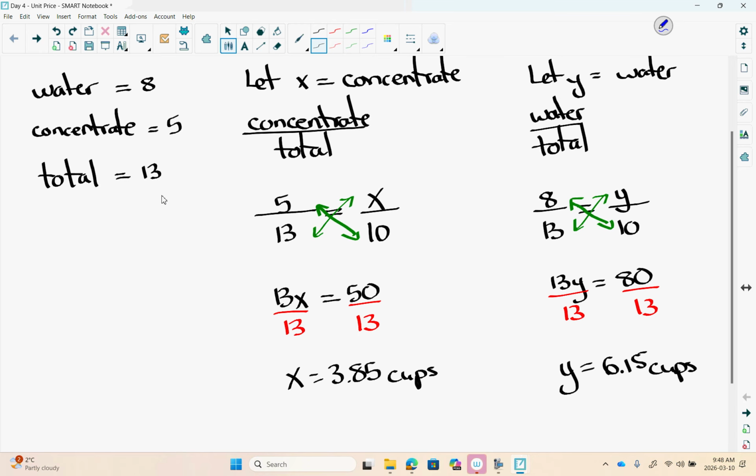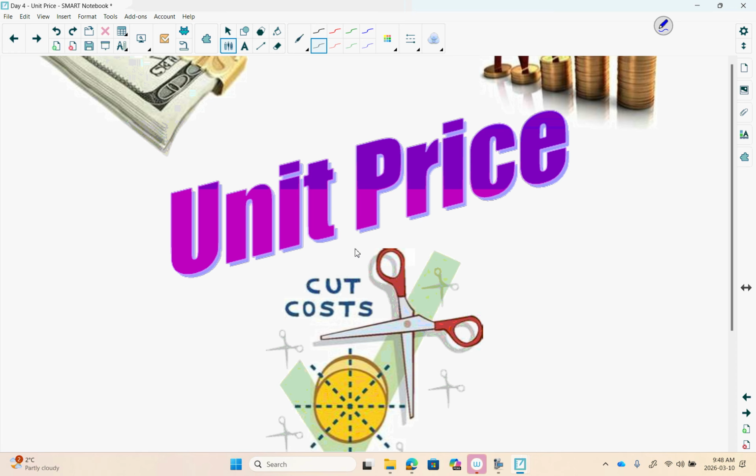Okay, so that's called a totals question. You will see one like that on the quiz tomorrow. We're going to move into unit price or unit rate. There will be one of these on the quiz, but they're super quick and easy.